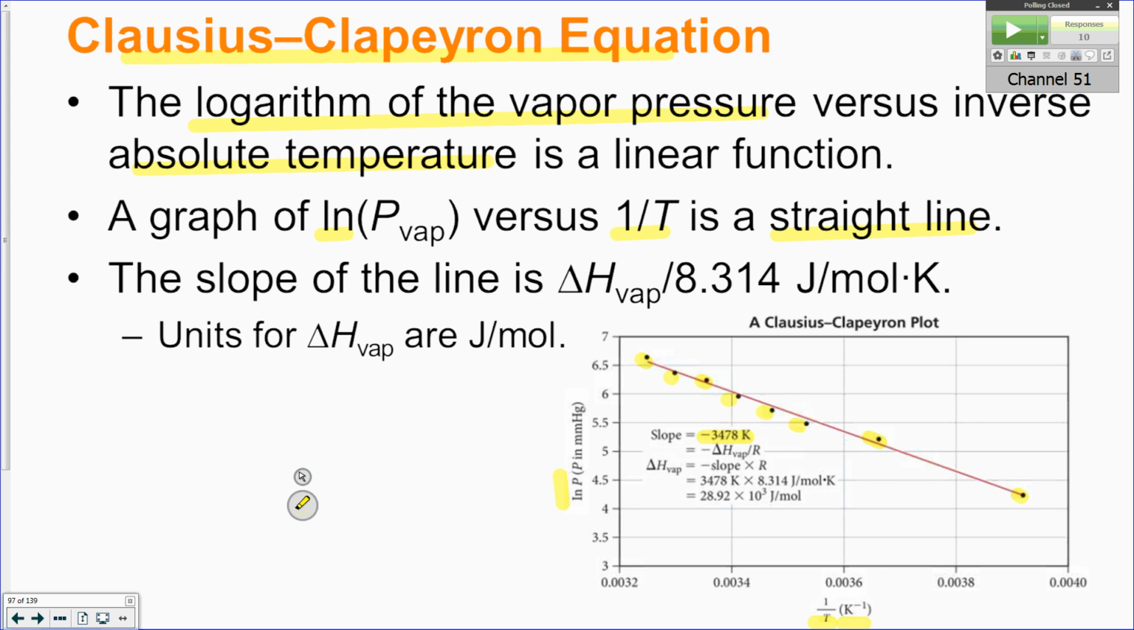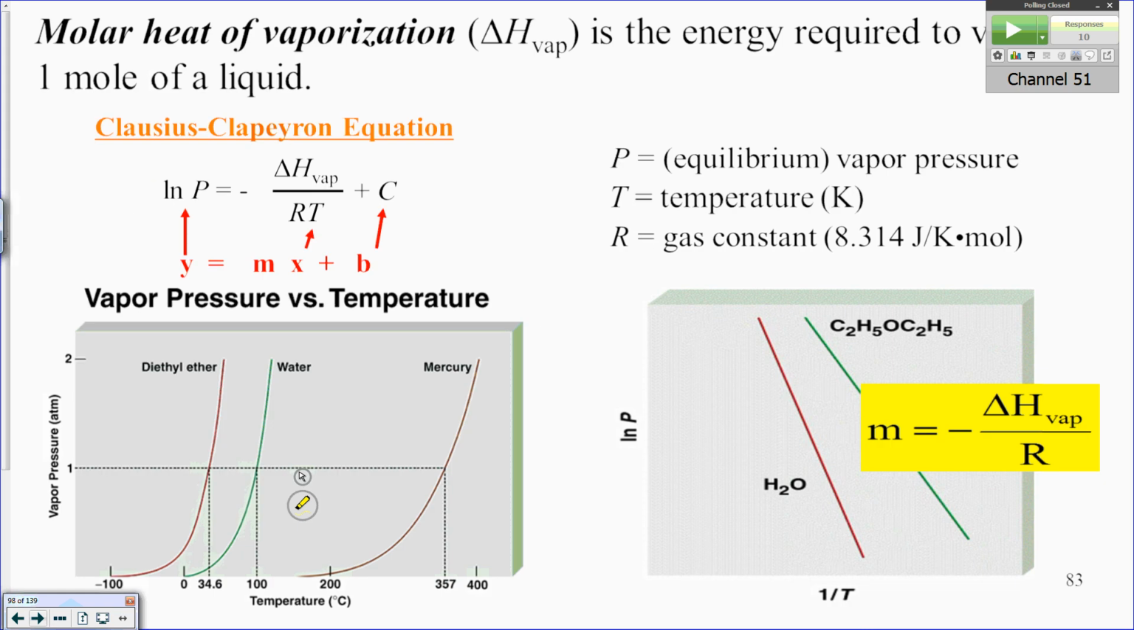And the slope is equal to the negative of the change in enthalpy divided by R, where R is the ideal gas constant, the 8.314 joules per mole degree Kelvin that we talked about earlier in Gen Chem. So this gives us the ability to measure the vapor pressure at a couple of different temperatures, and from that we can calculate the molar heat of vaporization. So let's look at an example of what this equation is.